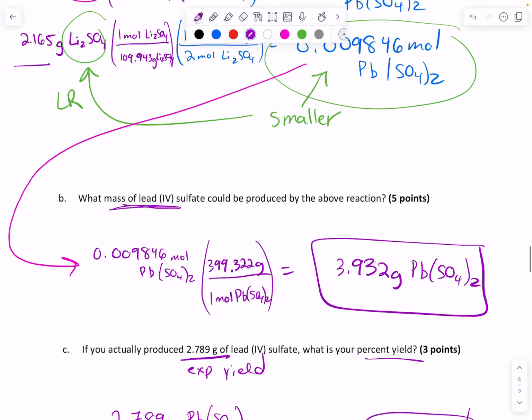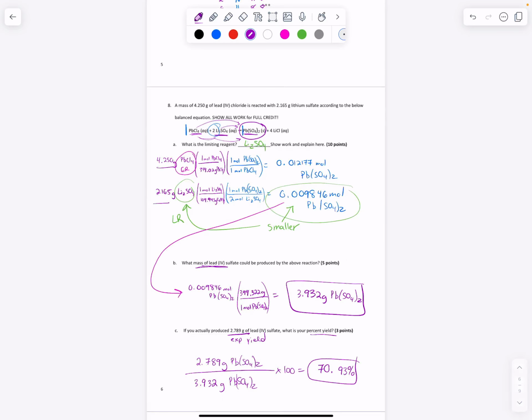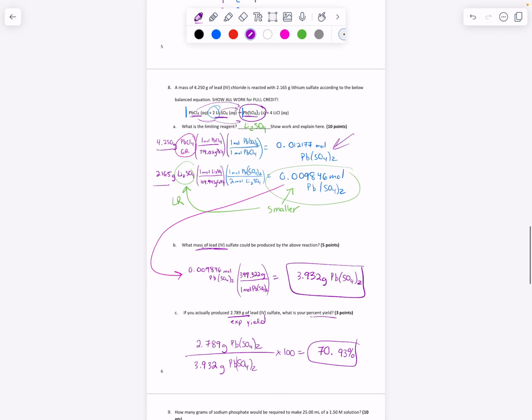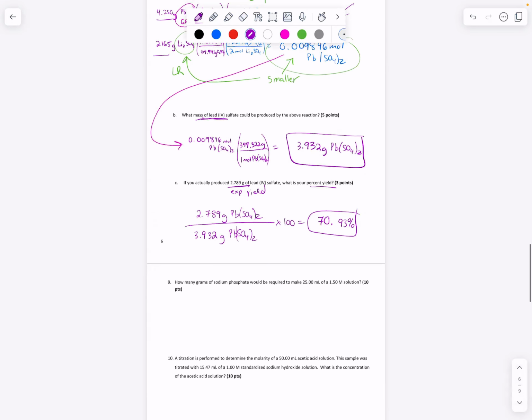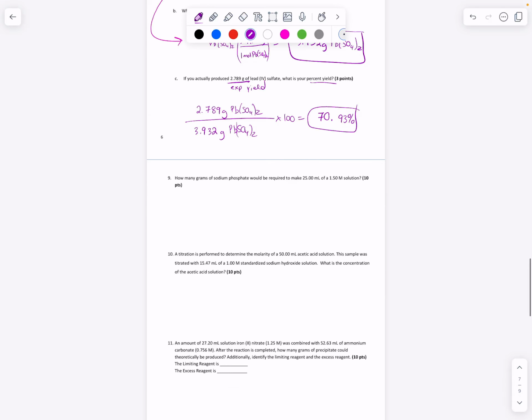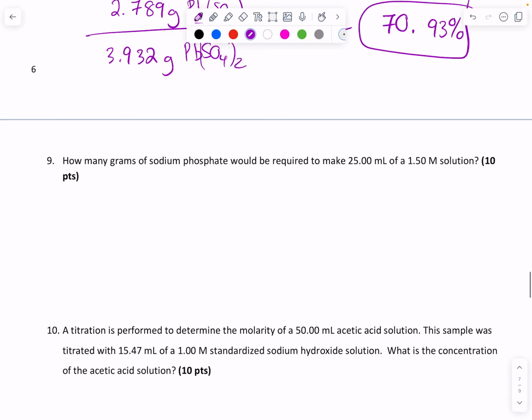I could also go through and ask you, how much of my excess reagent is left over. Okay, so all you gotta do then is just do a little subtraction and figure out how much is remaining from there. So just doing all those conversions. All right, so now more questions.